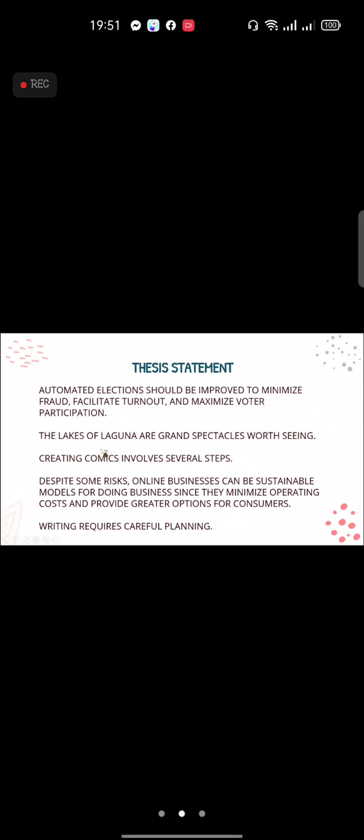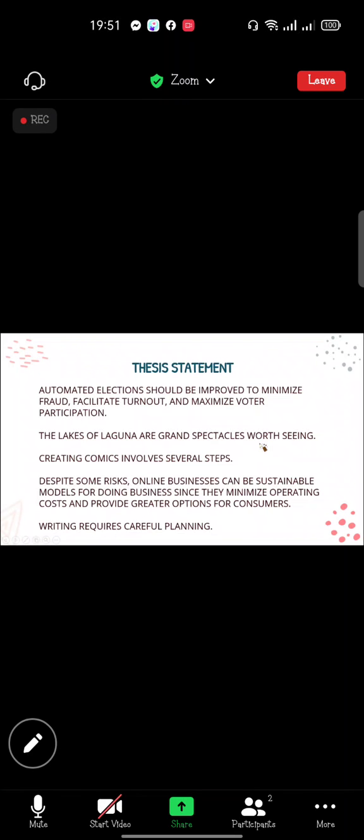Now, how about this one? The lakes of Laguna are grand spectacles worth seeing. Is this a thesis statement? Well, no. As you can see, it's just basically a simple sentence. Yes, about lakes of Laguna, grand spectacles worth seeing, pero wala nang ibang supporting points about the lakes of Laguna. Isa lang. Dapat kasi dalawa or more.